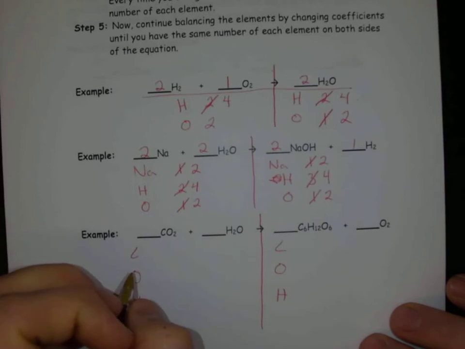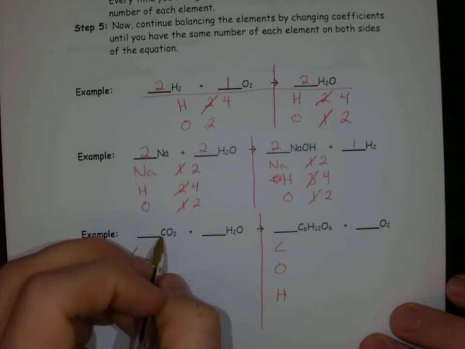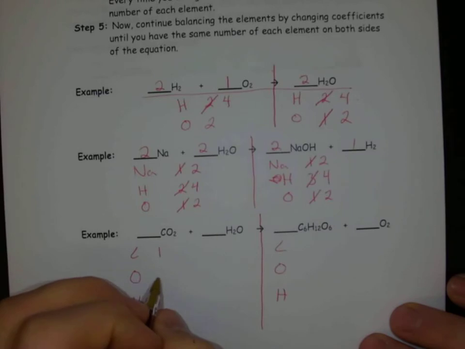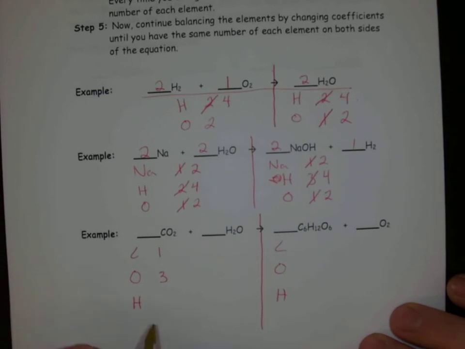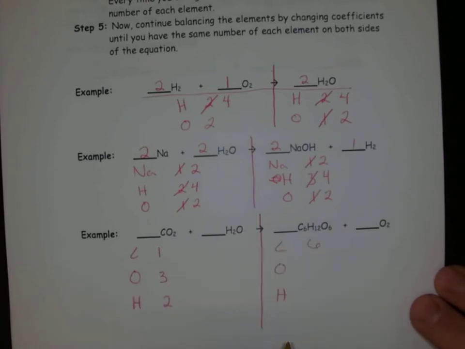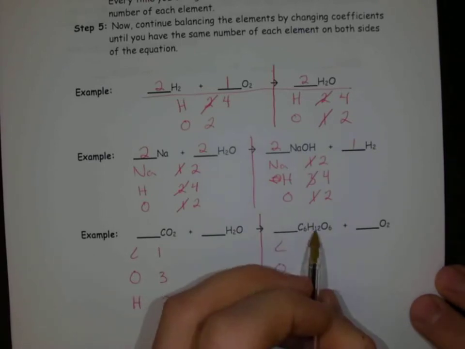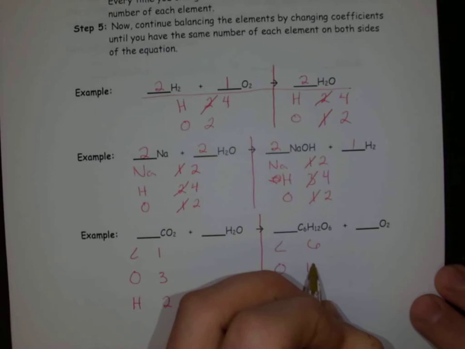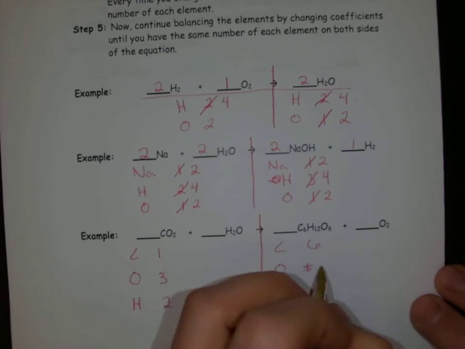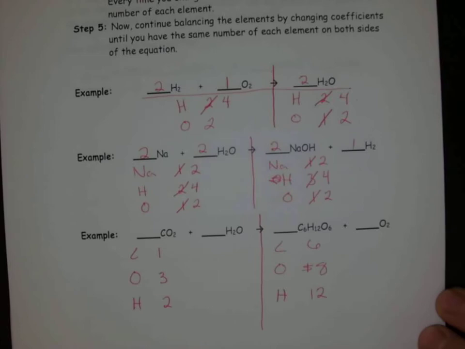Okay. So right now I've got just one carbon. Oxygen, I've got 1, 2 there, plus 1 there. That's 3. And hydrogen, I've got just 2. Over on the right-hand side, I've got 6 carbons, 12 hydrogens, and 6 plus 2, that's 8 oxygens, okay? So, a little bit weird here.